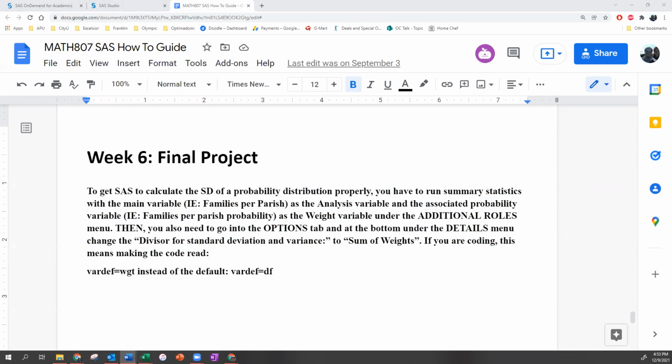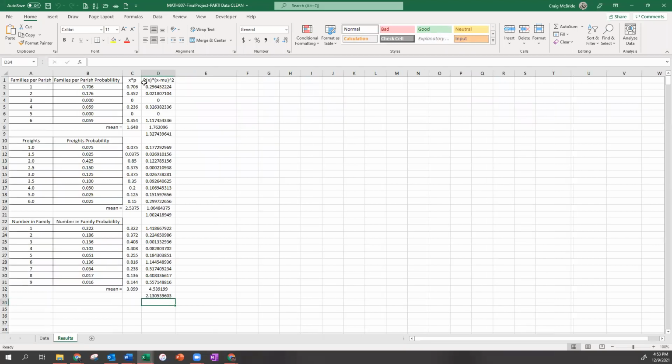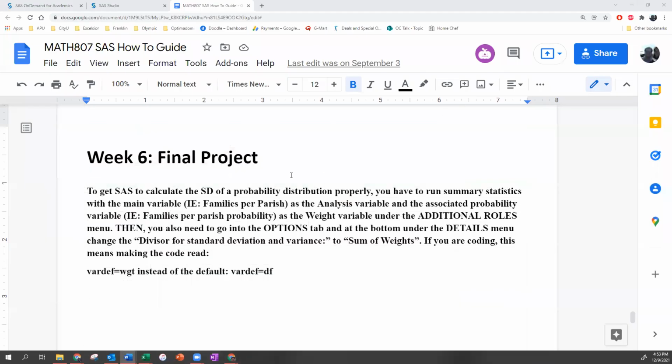Because you can calculate the standard deviation in Excel by hand very easily, right? It's a very simple formula where you take the probability times the value minus mu squared, then sum them all up and take the square root. You can get it very easily in Excel, just dragging and dropping, some simple formula writing. But it's nice to get SAS to do it for you too, and this is what you have to do to make it work.